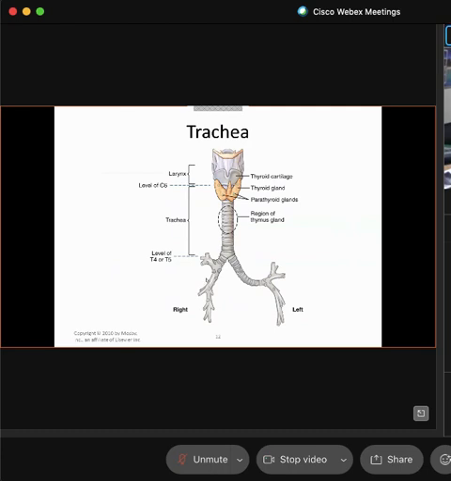Carina. Perfect. So here we have it. Here we have the bifurcation at the level of T4, T5. Not in the middle of the chest, superior to the mid-thorax. So why is this important?